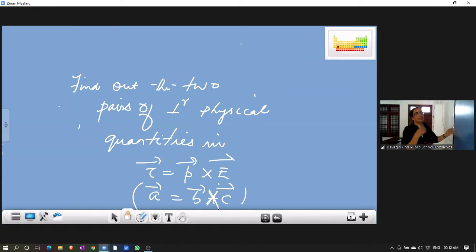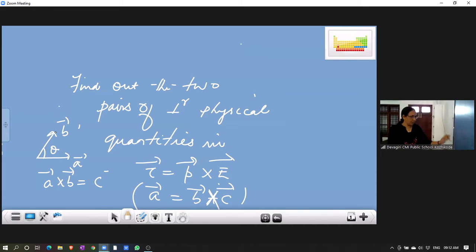Please remember what I told you about two vectors. If a vector is like this A, another vector is like this B, and the angle between them is theta, I can write A cross B is equal to C. And the condition is that C must be perpendicular to both A and B. A and B are not necessarily perpendicular. Now you tell me, from A, B, C, which are the two pairs that must always be perpendicular? A and C, and B and C. Exactly, it is A and C and B and C.